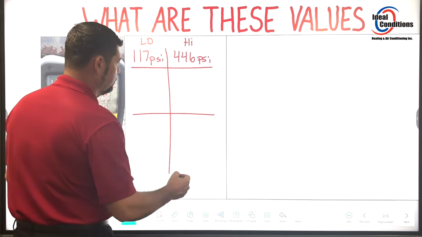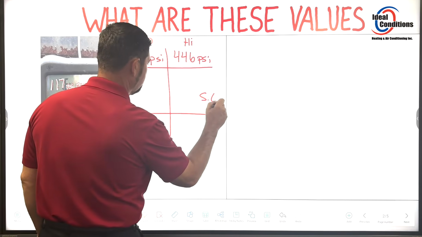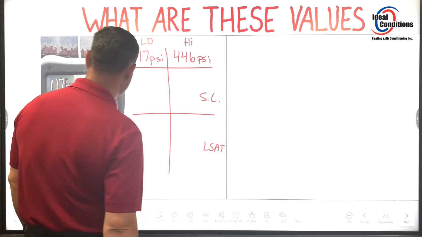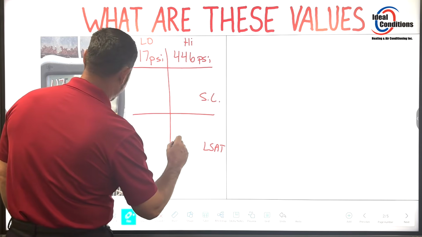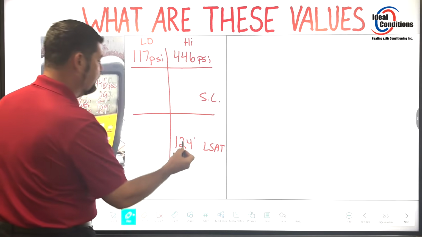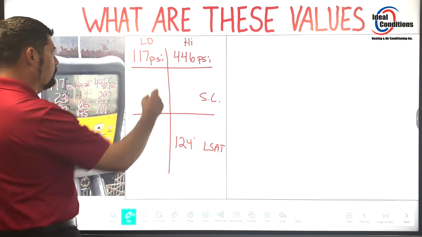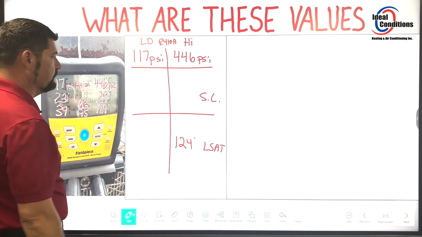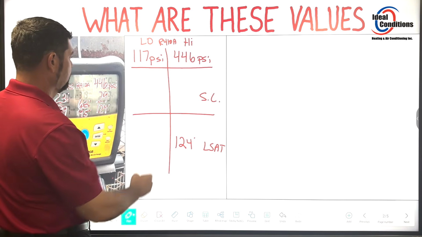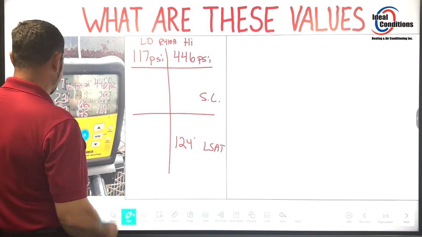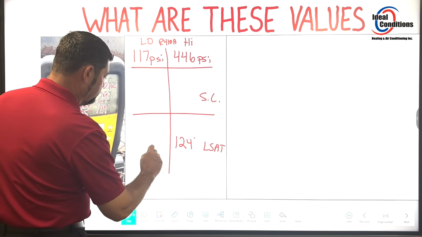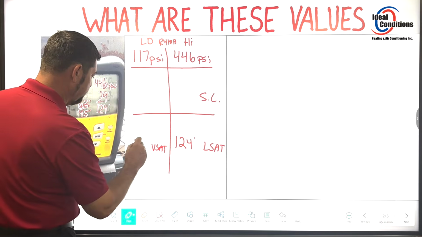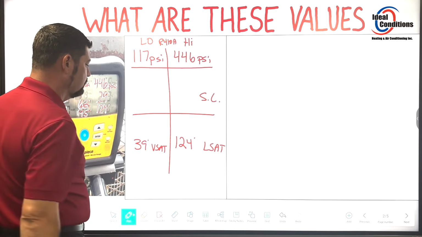All right, let's look at that. If this is going to be subcool, and then this is going to be liquid saturation, okay, then I'm going to get 124 degrees here. Yeah, that's the temperature related to that pressure on R410A. It's not enough information still, right? What's my temperature related to that 117? Well, over here, that VSAT, okay, it says it's 39 degrees.